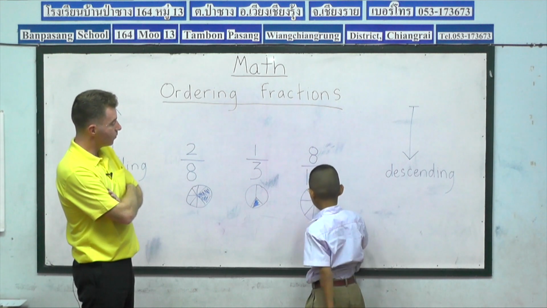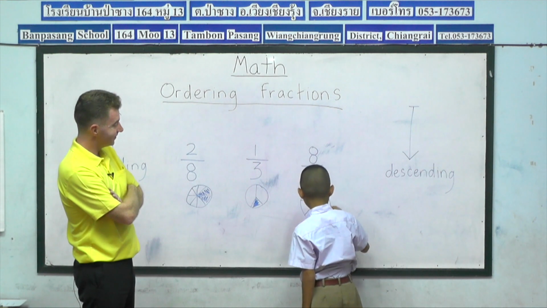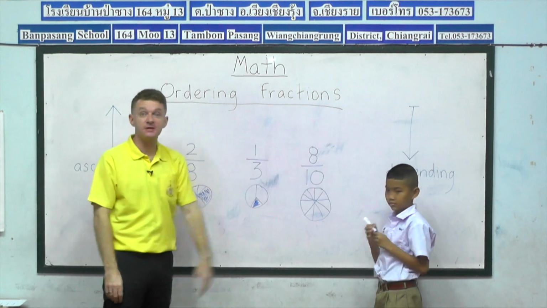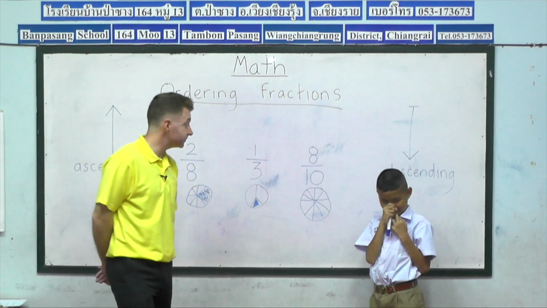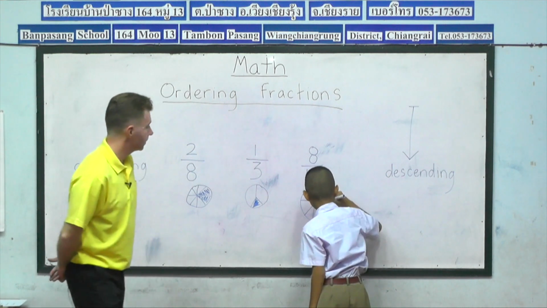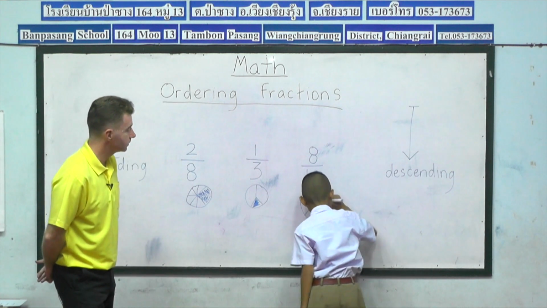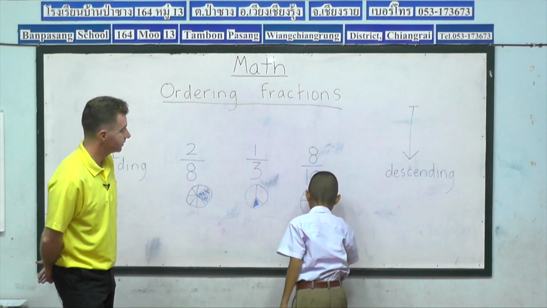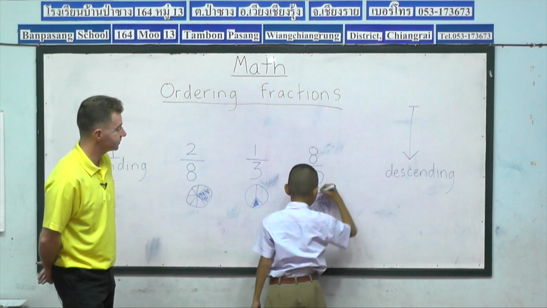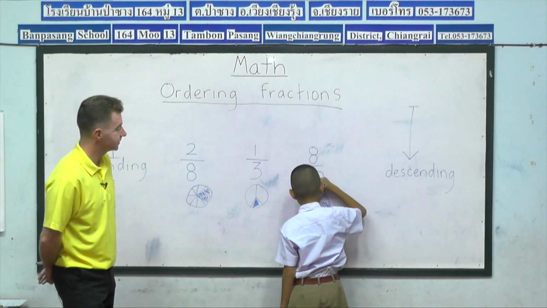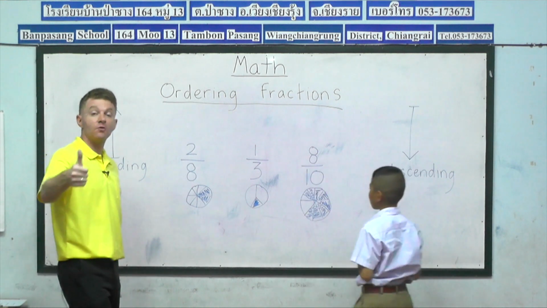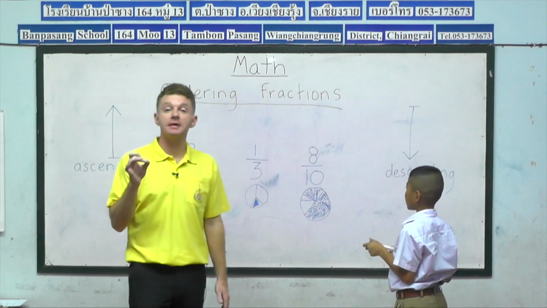8, and then one more, 4, 10. Excellent, bang on. And this time, we need 8 parts in blue. So you can colour 8 different parts. 1, 2, 3, 4, 5, 6, 7, 8. Okay, so now we're ready to put them in the correct order.